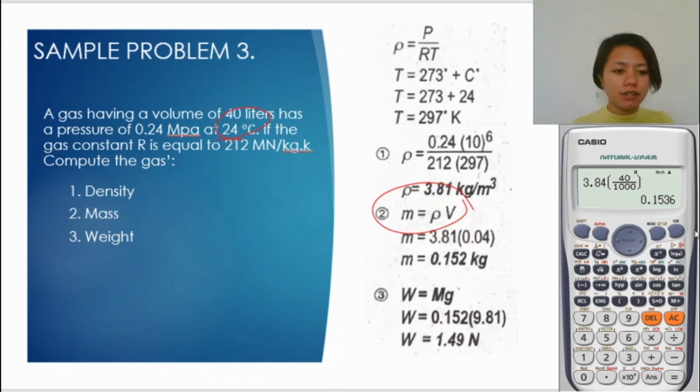Then lastly, we have weight. Our weight is simply mass times gravity. So 0.15, using only 2 decimal places to be uniform, times 9.81. We have 1.47, or 1.49 if we use 0.152. The difference is small. So we have 1.49 newtons.